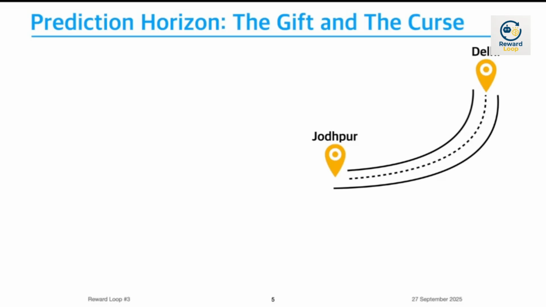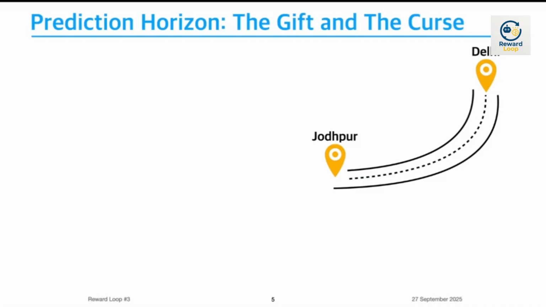Which basically means what? That you have a very, very huge prediction horizon, that you can look into the future as much as possible. But processing all that data also requires a lot of computation power. It is not easy to process all that data starting from Jodhpur to Delhi.